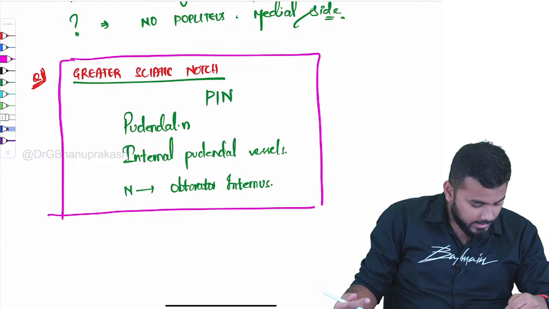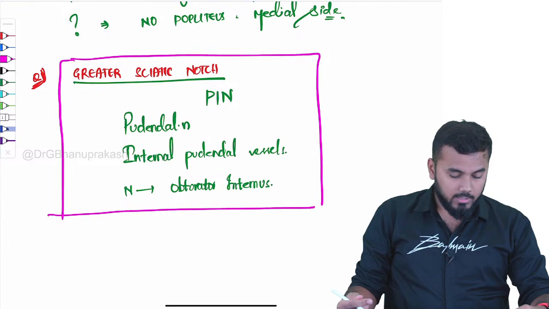Excellent, excellent. Kesham, Deekshita, Sami, Sanyasi, Pandit, all of you are perfect. You're right. You are right. They supply to the superior gemellus, right?